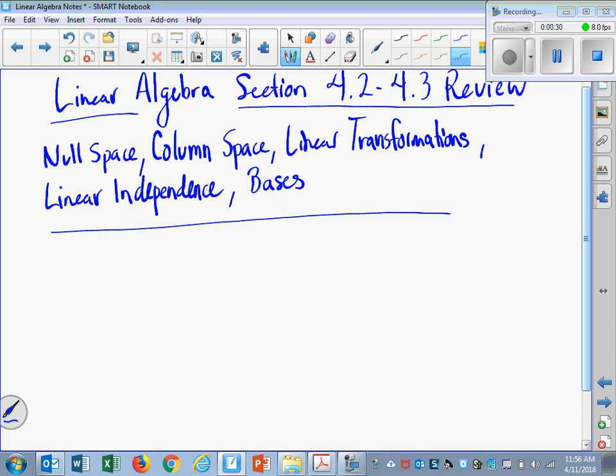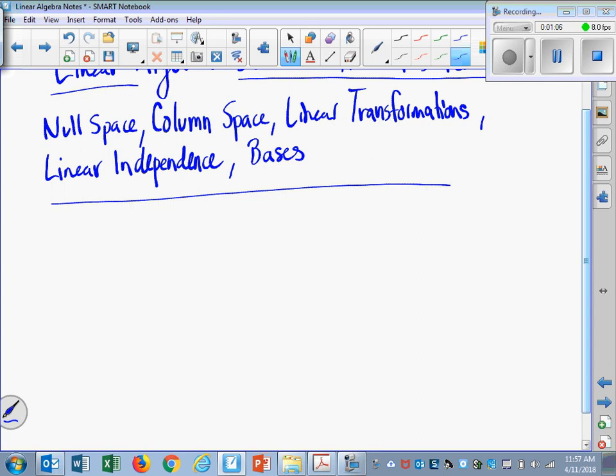So the null space is something that you learned, the column space, what linear transformations are. Now, we've already talked about linear transformations, but these are transformations specifically mapping from vector spaces to vector spaces. And linear independence, which we've already talked about, but now we're talking about linear independence among vectors in a vector space, which is still the same definition, thankfully, and what bases are. So let's go ahead and talk about these one at a time, just reviewing what these are before we get started. So the first one, the null space.